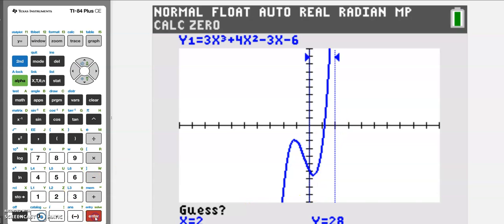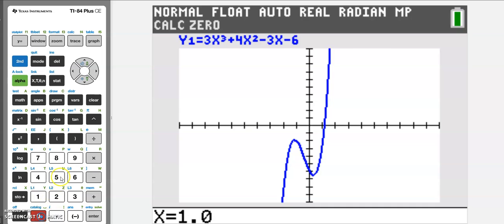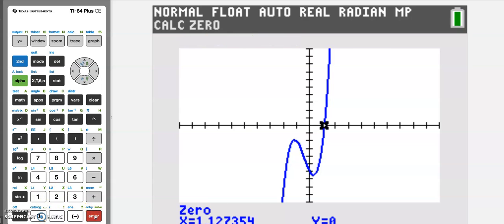So I'll hit 2, press enter, and you can see what the calculator has done with these arrows. It's indicating that it's going to target any values of 0 that are between these two values. The next question is a guess. You don't have to guess, but I'm going to say 1.05 for fun. And hey, I wasn't too far off. The answer here ends up being 1.12 as the zero for this function.